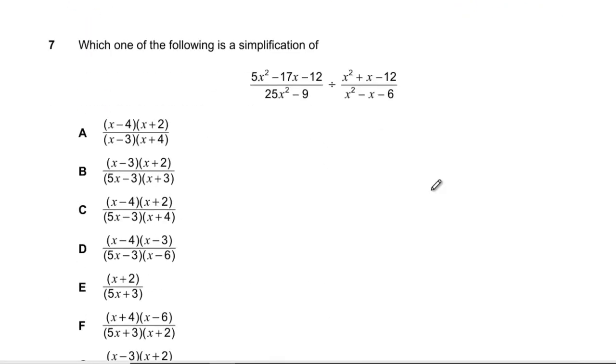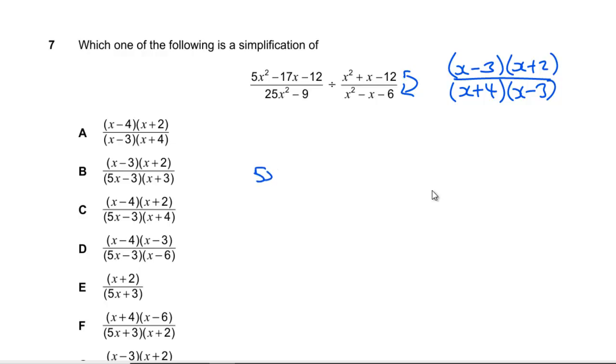7. Which of the following is a simplification of this? Oh, we put a divide in the middle as well. So let's flip these while I'm going through it. So that's going to be an x minus 3, x plus 2. The top one, which I'm putting on the bottom, is going to be an x plus 4, x minus 3. Here we've got difference of two squares on the bottom, so 5x minus 3, 5x plus 3.